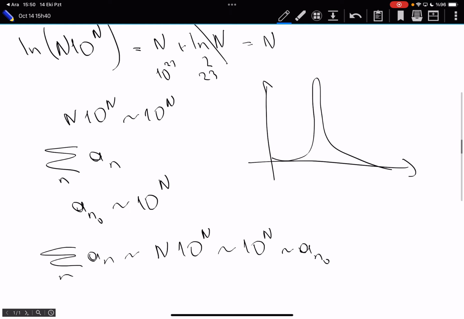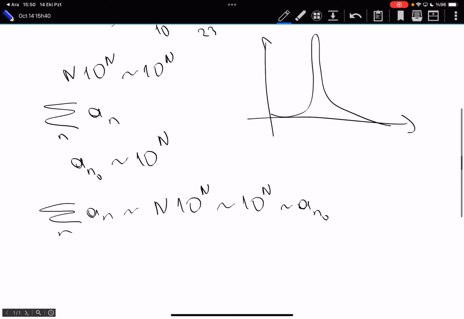So basically, whenever we have a sum, even if we have many terms in that summation, the final result of that summation will be equal to the term that has the maximum value. You see. Let me write it in this form.